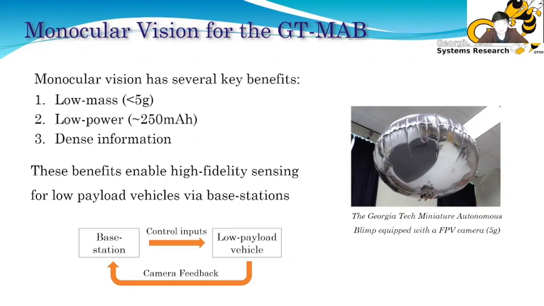So in particular, we're really interested in trying to do this for our Georgia Tech Miniature Autonomous Blimp platform, which really only has a payload capacity of 70 grams, which needs to be shared between propellers, a battery, sensors, and any kind of onboard computation we need locally.